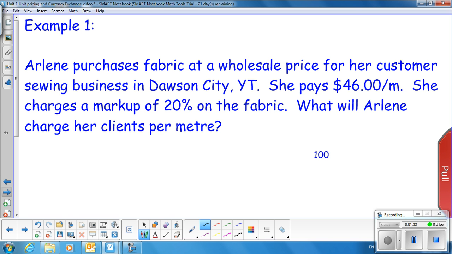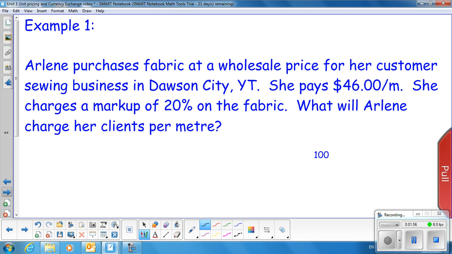Example number 1. Arlene purchases a fabric at a wholesale price for her custom sewing business in Dawson City, Yukon. She pays $46 per meter. She charges a markup of 20% on the fabric. What will Arlene charge her clients per meter?